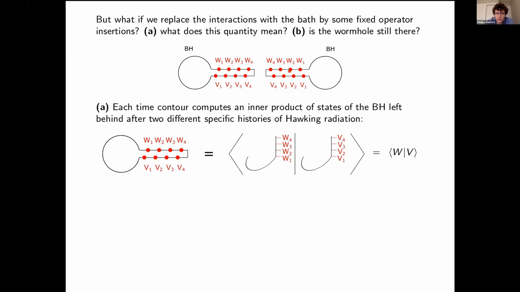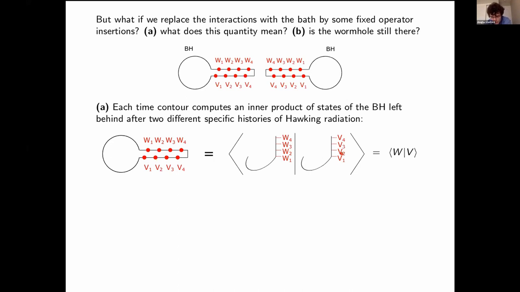So each of these two identical time contours computes the inner product of two states of the black hole. They're the two states of the black hole that are left behind after two different specific histories of Hawking radiation. So this contour here, with the Euclidean part and then the Lorentzian part going forwards and back, represents the inner product of these two states where we have Euclidean state preparation. And then we evolve forwards and condition on the black hole emitting a particular sequence of Hawking radiation. So you can make a pure state of a black hole by requiring that it emit a particular sequence of Hawking quanta at particular times.